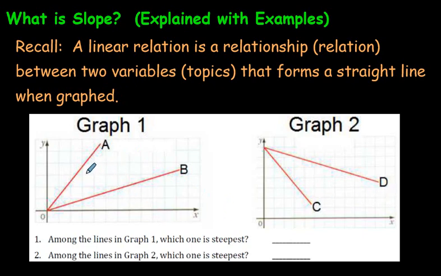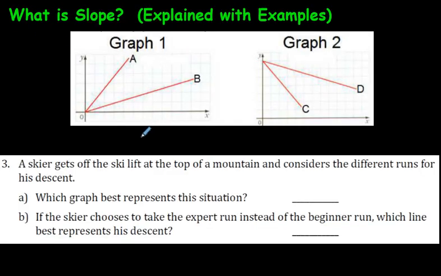So if you were looking at graph number 1, which one of these lines is steeper? Well, you can push pause if you want to anytime there's a question, but I will answer it right here. Obviously, line A is steeper than line B. What about the next graph? Which one's steeper? Well, if you had to slide down C, you would go a lot faster than D. So C is definitely steeper. So both A and C have what we would call a greater slope.